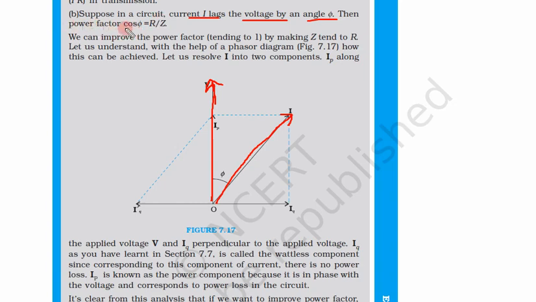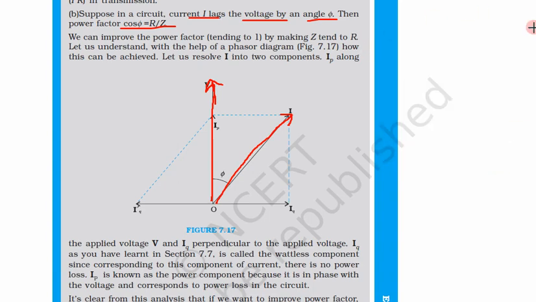Then what is the power factor? Power factor cos phi is equal to R by Z, that means resistance upon impedance of the circuit. So how can we improve it? We can improve the power factor tending to 1. That means we have to increase the power factor. What is the maximum power factor? Maximum power factor is 1 when the angle is equal to 0. So we need this case.